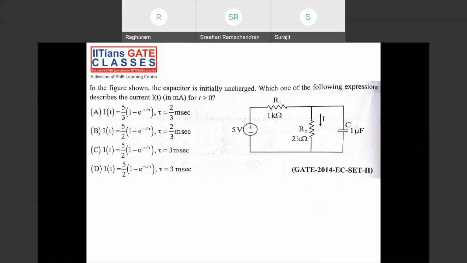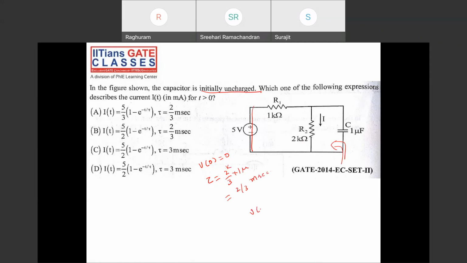So this is an RC circuit and it is initially uncharged. That means V of 0 is given as 0. So find tau. As seen from these terminals, this is shorted, so these two are in parallel. 2 by 3 into 1 is 2 by 3 milliseconds, because this is kilo ohms and this is microfarads. Option A, correct.